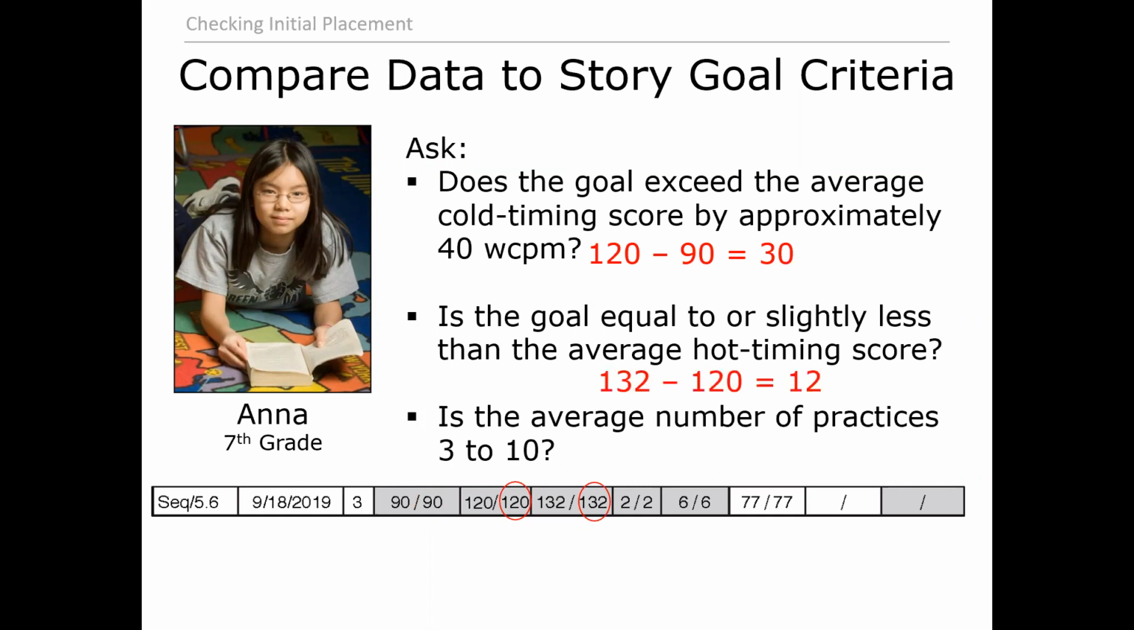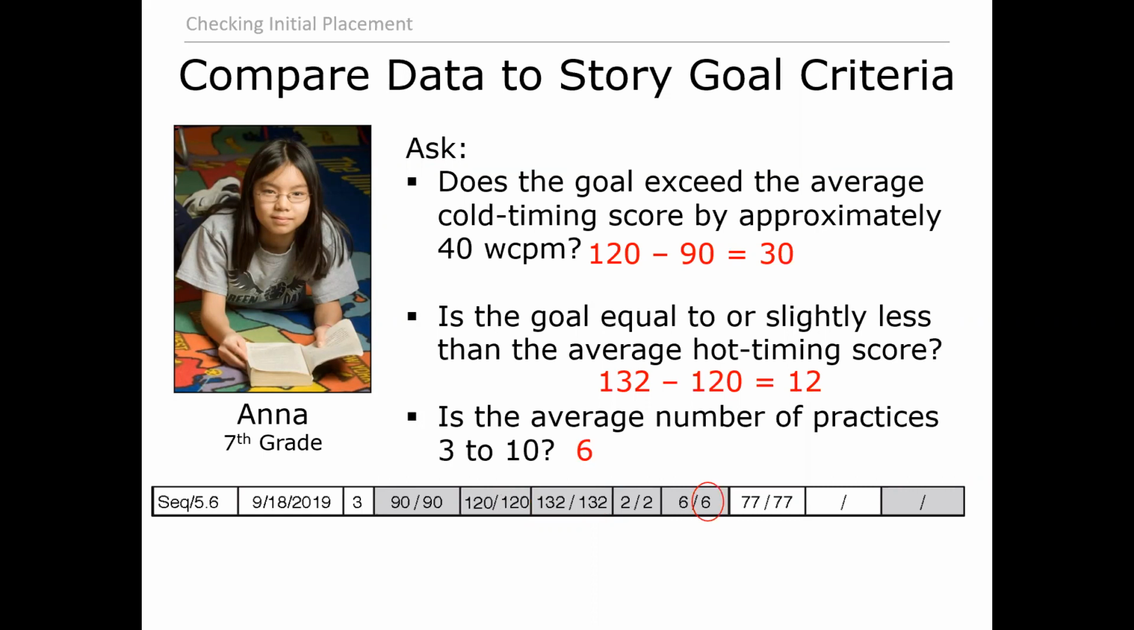The next thing we look at is her hot timing score, average hot timing score, her goal, and the relationship between those two numbers. That's a 12-word difference. Again, we want it to be a single-digit difference. So again, I'm thinking maybe this goal could be raised because she's going way above it on her hot timings.